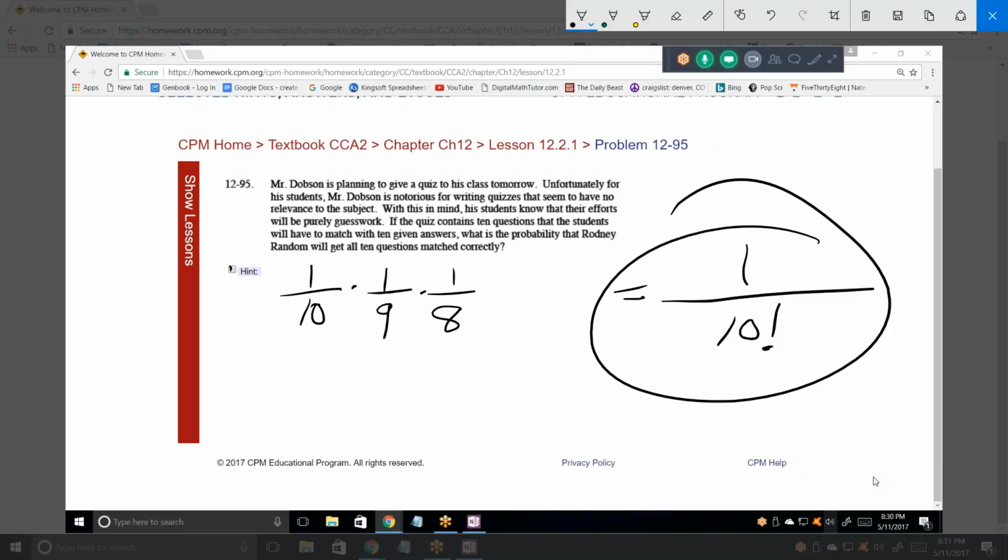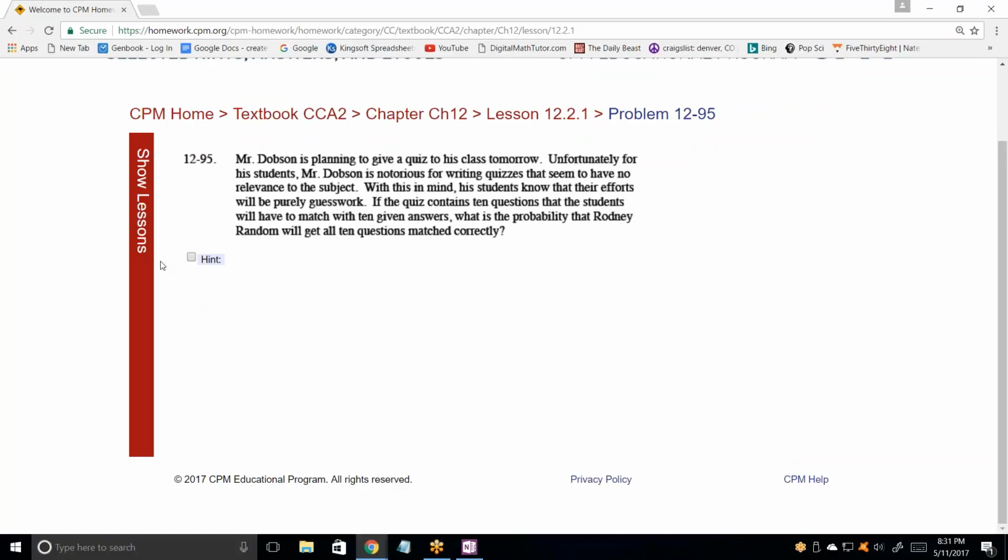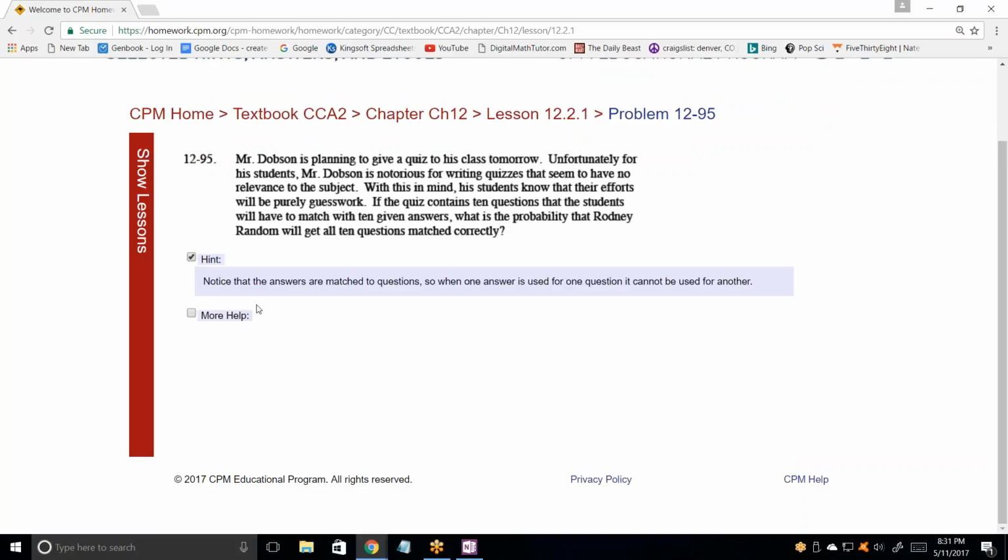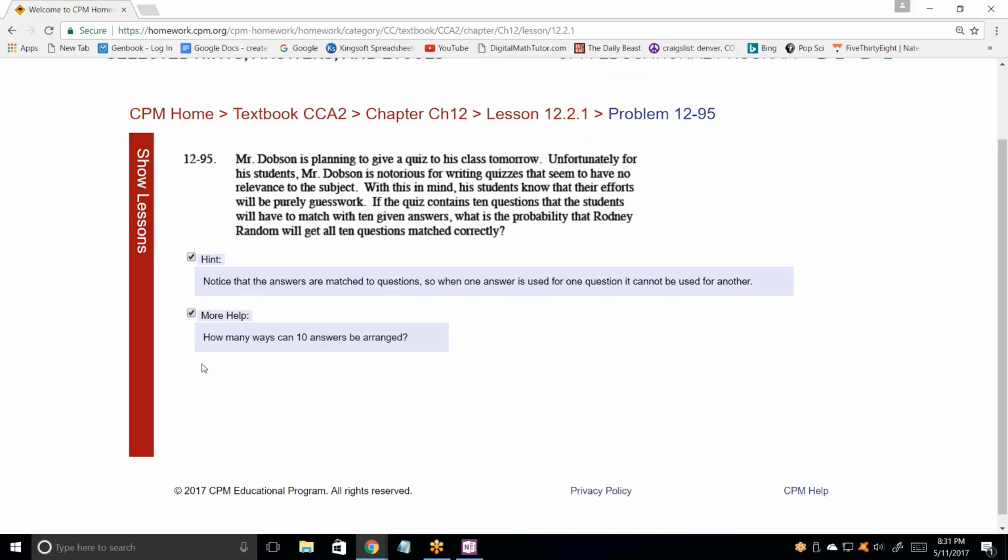Let's see what their hint says. I'm curious as to what kind of hint they're going to give us. Okay. How many ways can 10 answers be arranged? Well, 10 factorial.